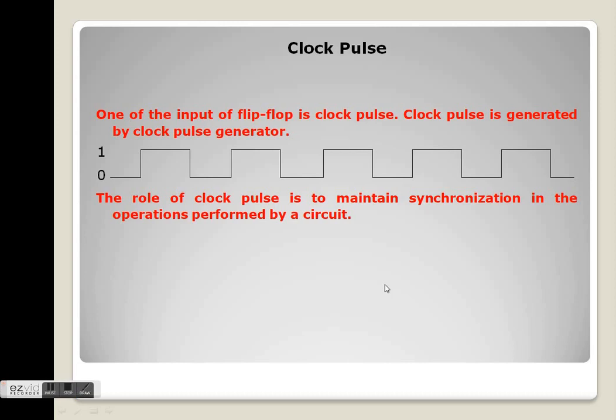The role of clock pulse is to maintain synchronization in the operations performed by the various circuits of the computer. A circuit does not perform any task until it receives signal from the clock pulse. It means that a flip-flop will remain in idle state until it receives signal from the clock pulse.